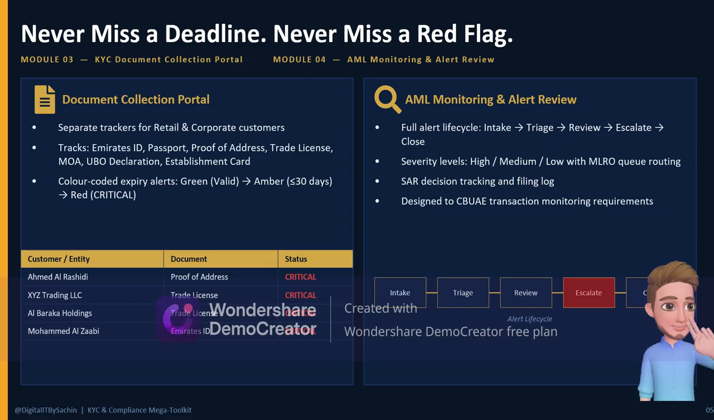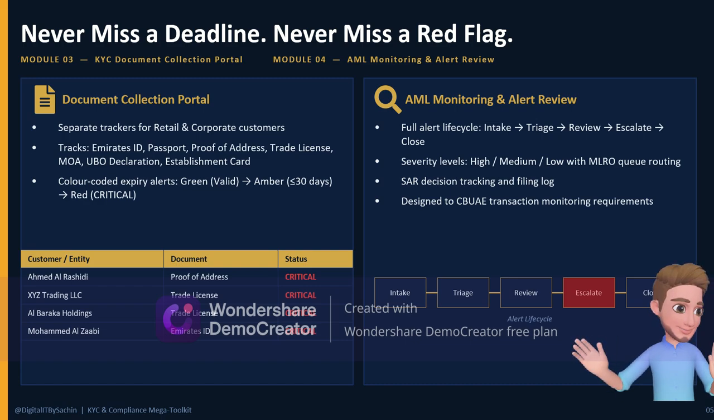Now, two of the most operationally painful areas in compliance are document management and AML alert review. Module 3 tackles the document problem head on. Every document for every customer is tracked with expiry dates and color coded alerts. In the sample data, five documents are already critical, expired and overdue for renewal. Without a system like this, those slip through the cracks and become a regulatory finding.